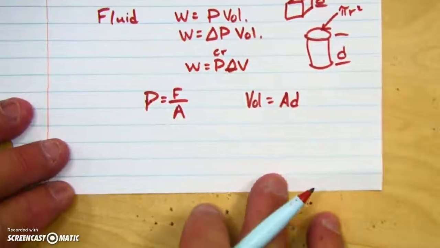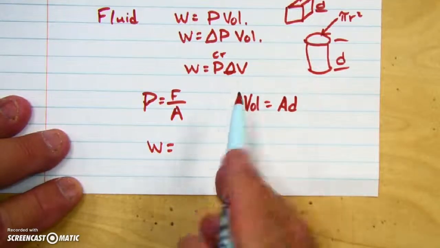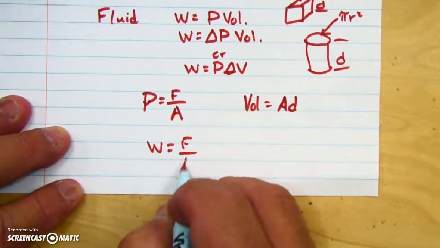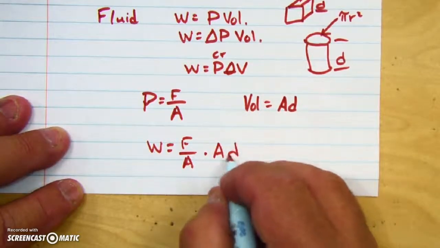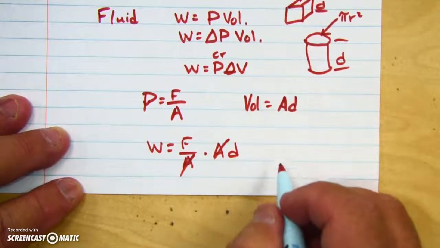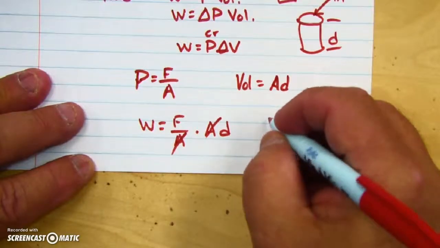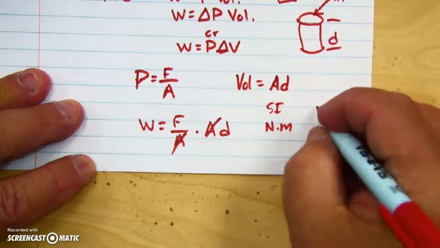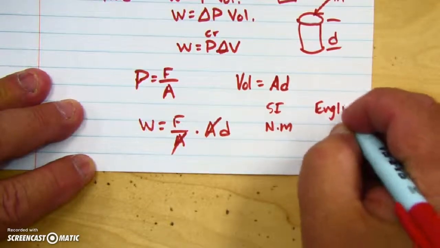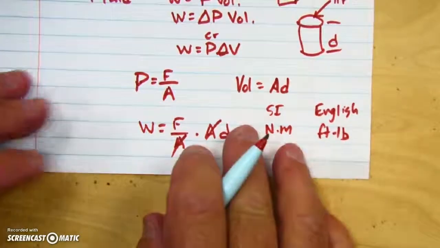Now watch what I can do with it. If I take this equation and say work equals P delta V, well, pressure is force over area. If I multiply that times the volume, which is area times d, the areas cancel out. The units are the same as they were before. In the SI system, it's going to be newtons times meters. In the English system, it's going to be foot times pounds. So the units aren't any different than they were before.